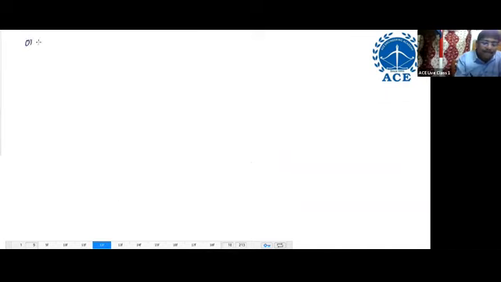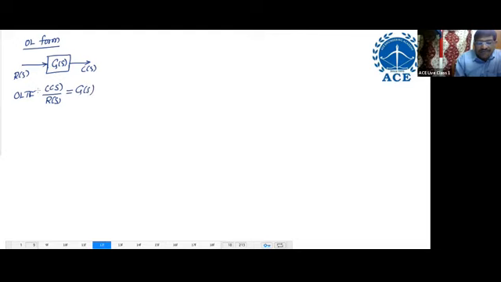Now, open loop form. Here G of S, here R of S, here C of S. This is open loop form. What is the open loop transfer function of the system? C of S by R of S equals simply G of S. This is the open loop transfer function of a system.